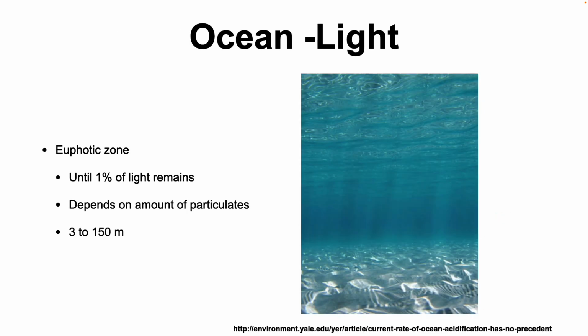Light is also a key property that dictates metabolisms of the ocean. About 5% of light is reflected out of the ocean. The rest penetrates into the ocean, where it is absorbed by microbes, plants, and the water. Depending upon the number of particles in the water, the euphotic zone, that part that is exposed to light, can be 3 to 150 meters.